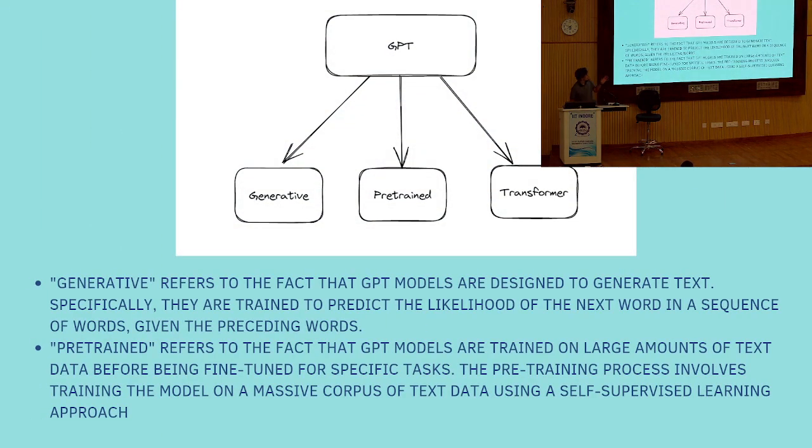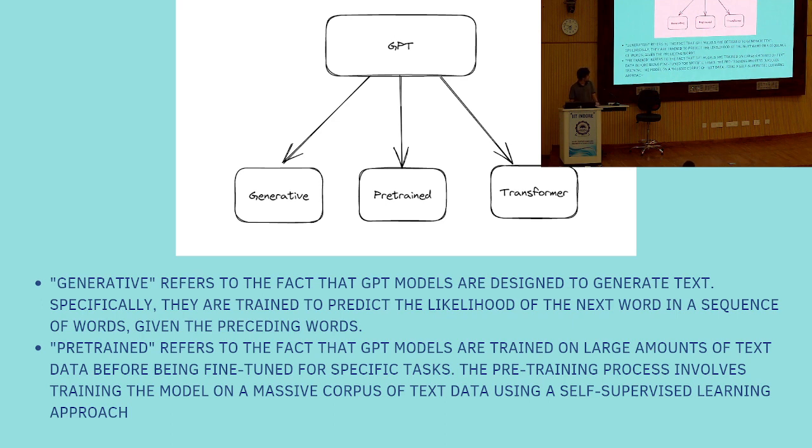So let's break down this term GPT. Generative refers to the fact that GPT models are designed to generate text. Basically, they look at the preceding text in the given data and then predict the likelihood of the next word in the sequence. Like Yathard covered in his part, several techniques are used to predict this next most likely word.